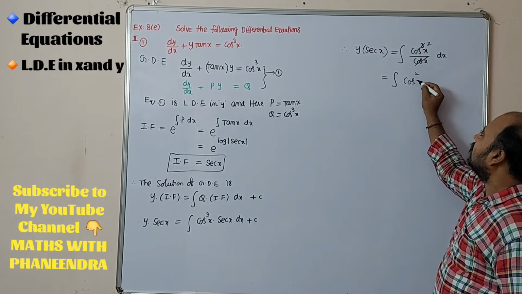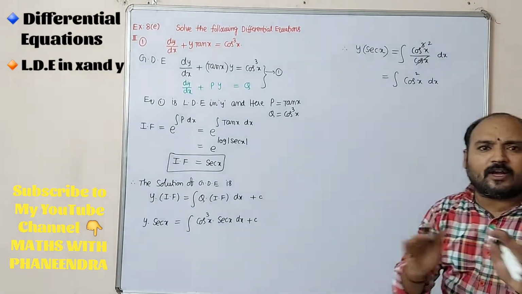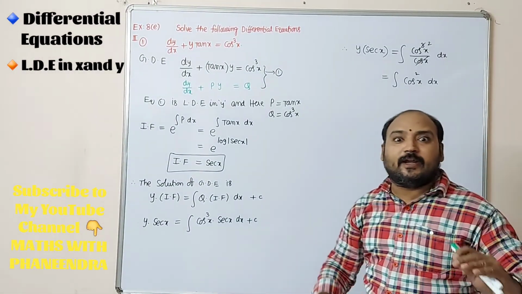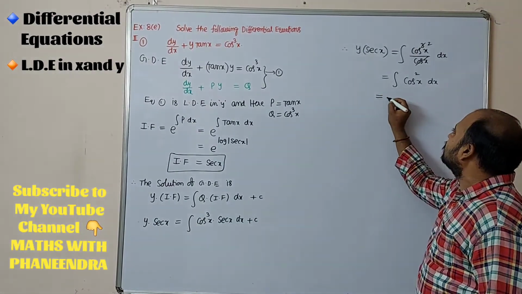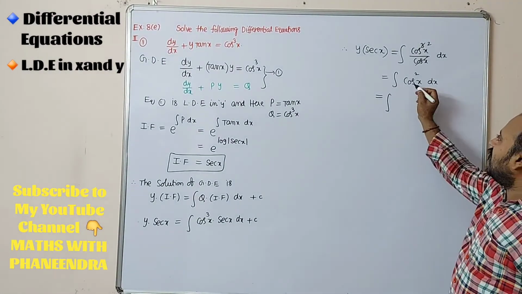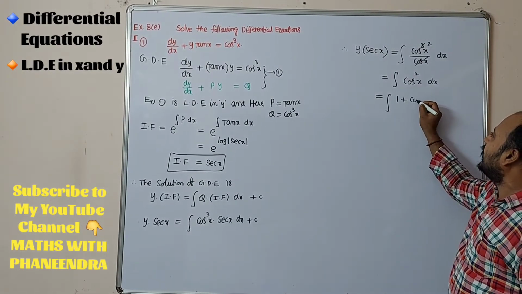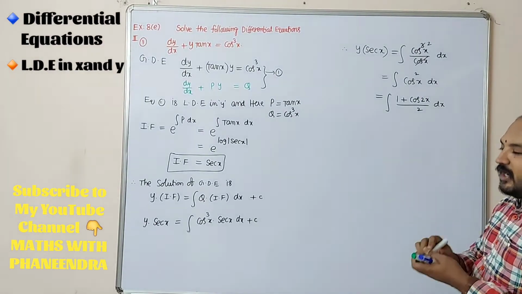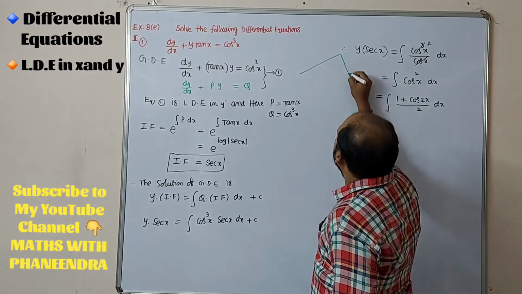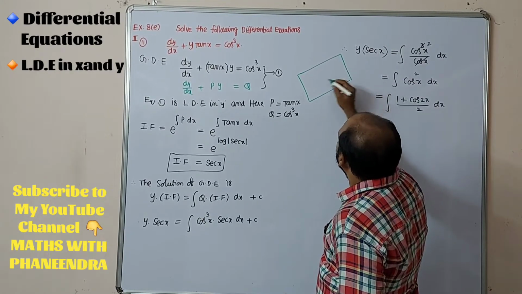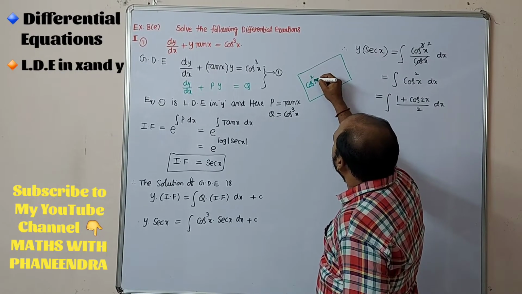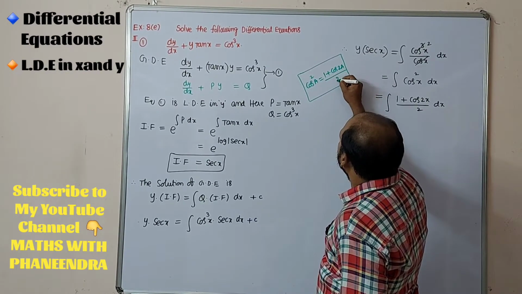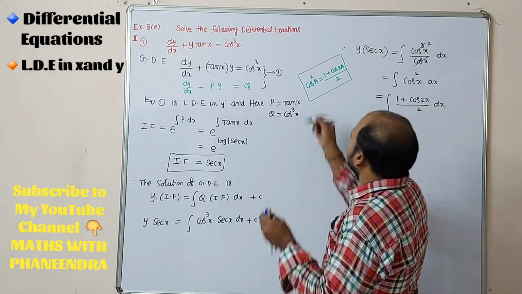Integral cos square x, we don't have a direct formula. Cos square x is in the form of cos square a, so in terms of cos you have to write the trigonometry formula. Cos square x is equal to 1 plus cos 2x by 2, into dx. So here I will mention the formula of trigonometry: cos square a is equal to 1 plus cos 2a by 2. Keep in mind, dear students.